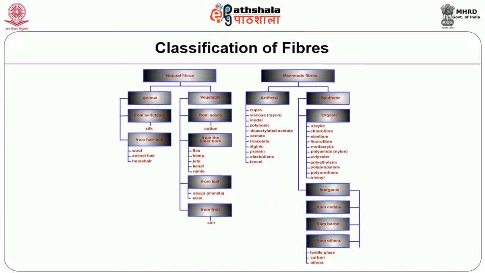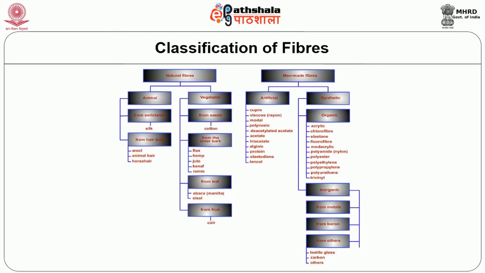Classification of fibers. Fibers are generally classified as natural fibers and man-made fibers. Natural fibers are broadly further classified as animal fibers and vegetable fibers. Animal fibers from silk, from wool, hair, and the vegetable fibers from the seed of the cotton, and from the bark of the plants such as flax, hemp, jute, kenaf, and ramie, and from the leaves such as the abaca and sisal fibers, and the fruit fiber which is called coir.